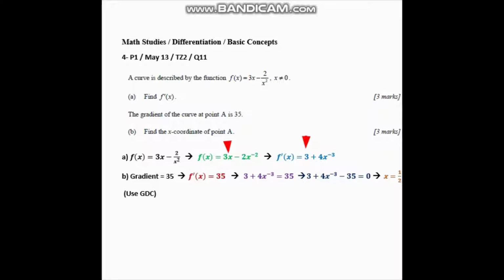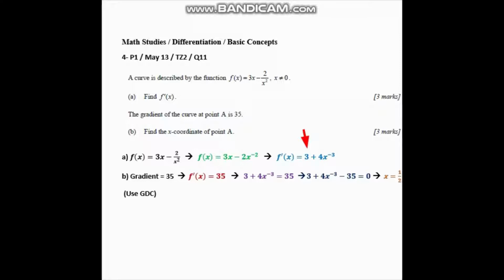For the second term, I first multiply by the old power. So negative 2 times negative 2 gives me positive 4. And I reduce my power by 1. So negative 2 minus 1 gives me the new power of negative 3. Hence, the answer to question A is 3 plus 4x to the power of negative 3.